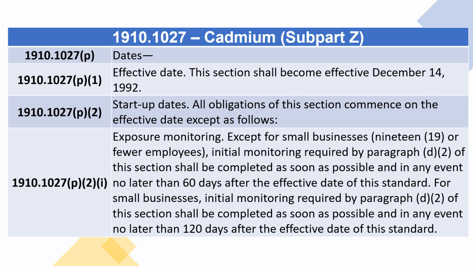1910.1027 P.2.i. Exposure monitoring. Except for small businesses, 19 or fewer employees, initial monitoring required by paragraph D.2 of this section shall be completed as soon as possible and in any event no later than 60 days after the effective date of this standard. For small businesses, initial monitoring required by paragraph D.2 of this section shall be completed as soon as possible and in any event no later than 120 days after the effective date of this standard.